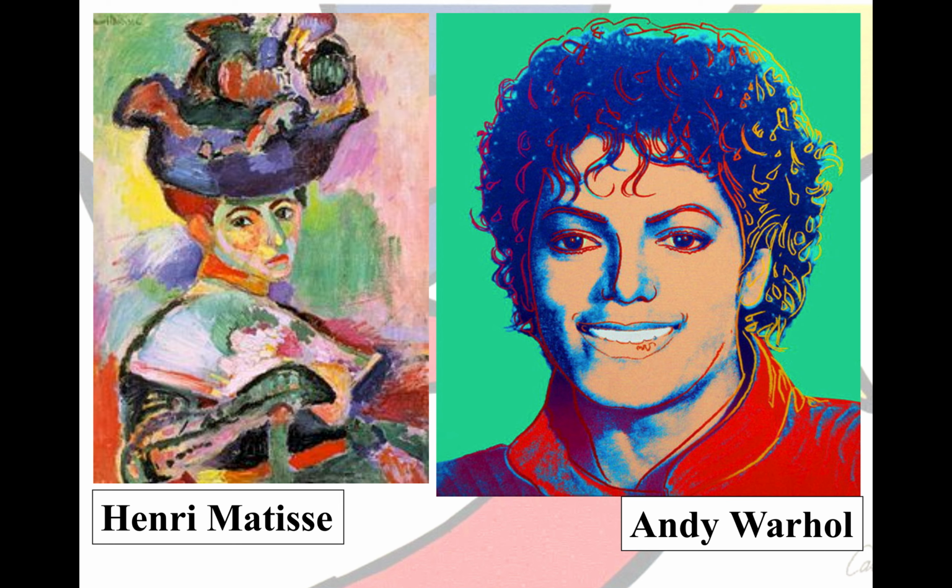All right, here's Henri Matisse again, and he's got some really bold colors going on in his portrait over here. And then this is a print from Andy Warhol of Michael Jackson, also a really well-known artist for using wonderful, amazing layered colors.